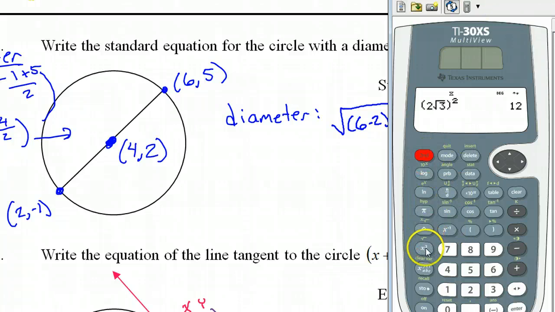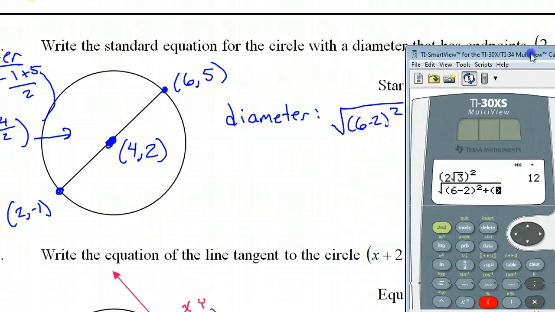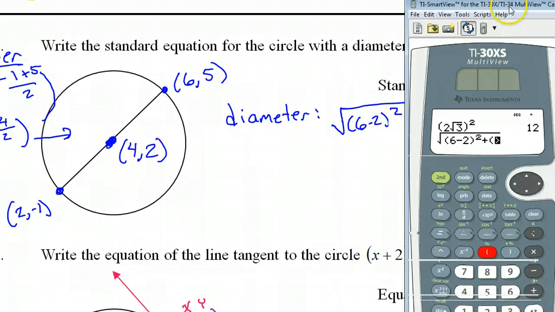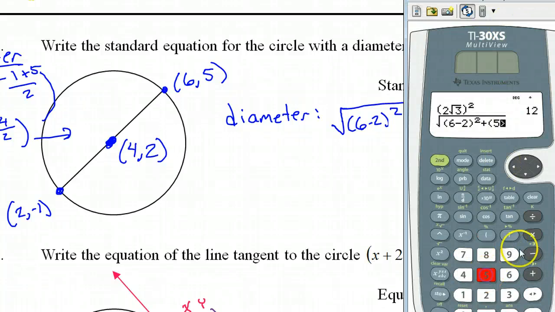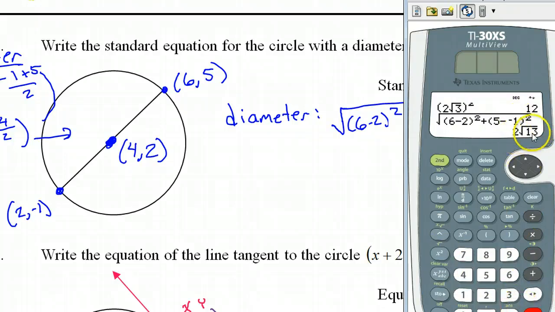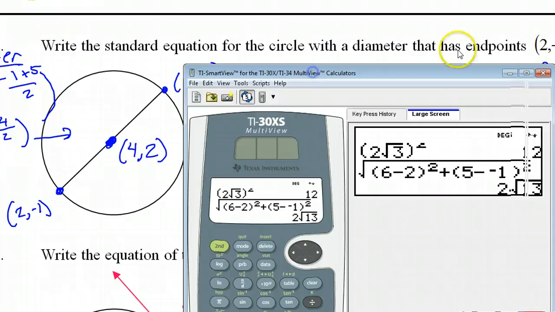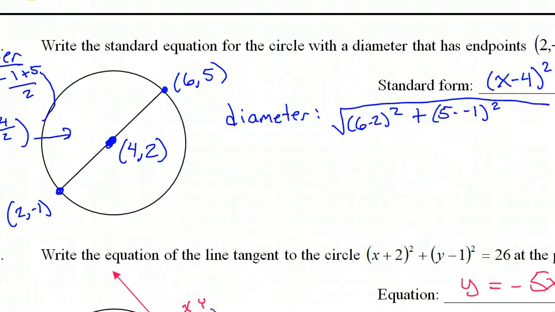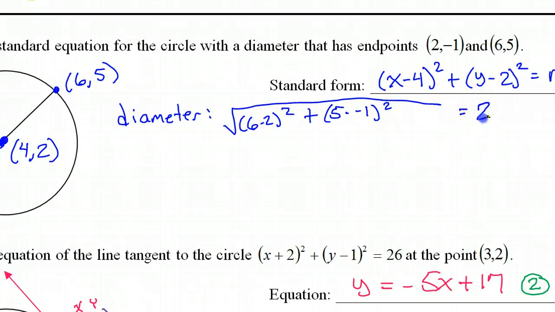So let's see, square root. And so we had 6 minus 2 squared plus, and then what do we have over there? 5 minus negative 1 squared. So that gives us 2 radical 13, okay? So that's the diameter. So the diameter is 2 radical 13.